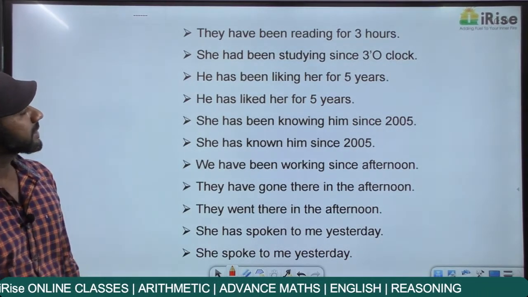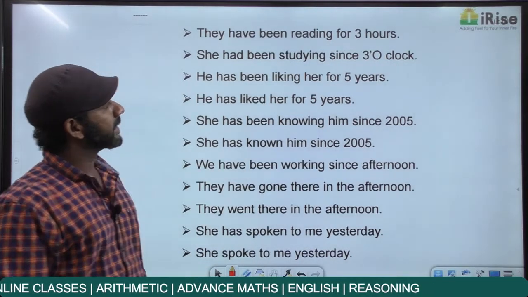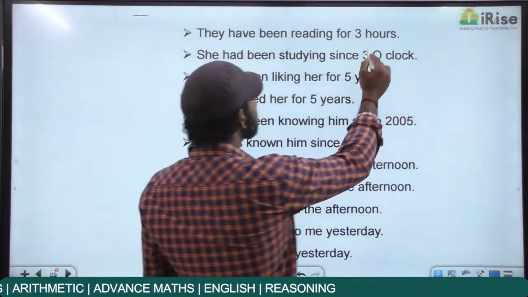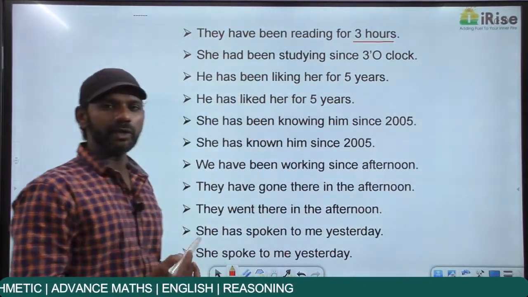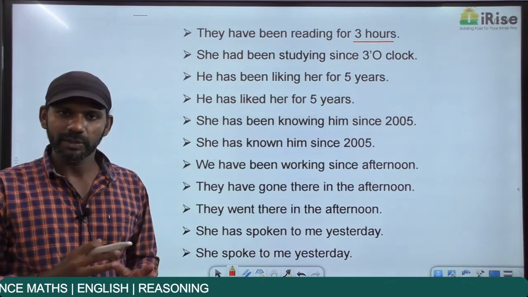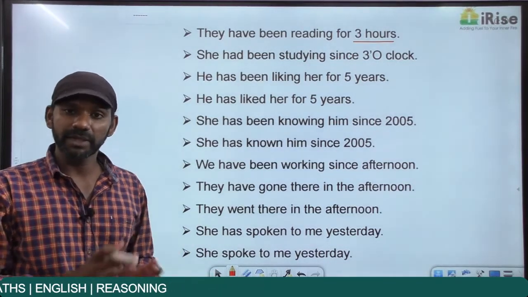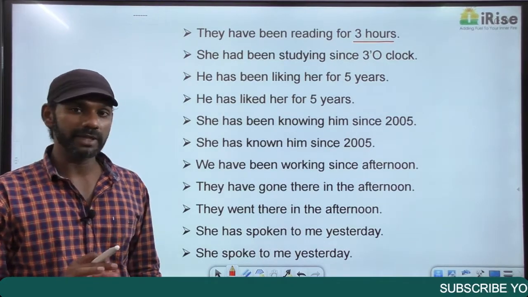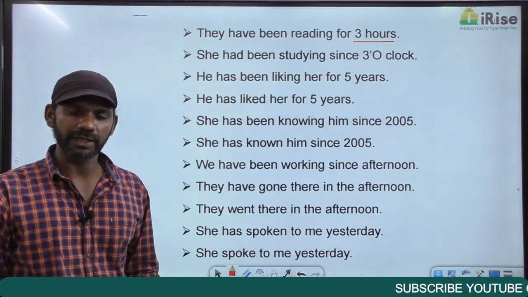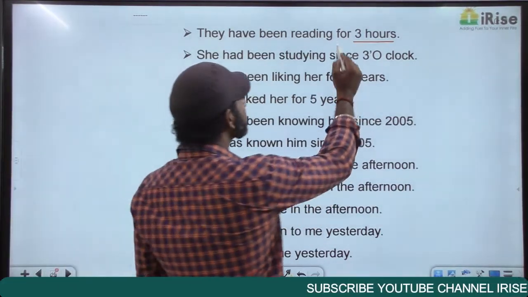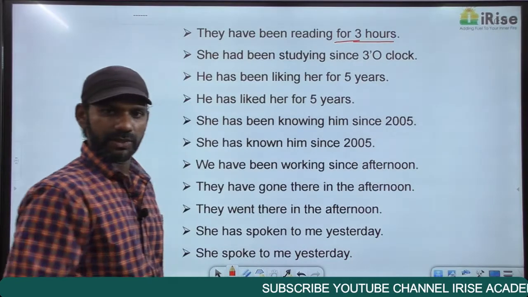Come to the first statement. They have been reading for 3 hours. 3 hours is a period of time, it cannot be a point of time. The period of time means duration: 25 years, 9 months, 6 weeks. So 3 hours is not a point of time, it is a period of time, duration. And with a period of time it must be for. So for 3 hours is a correct usage.